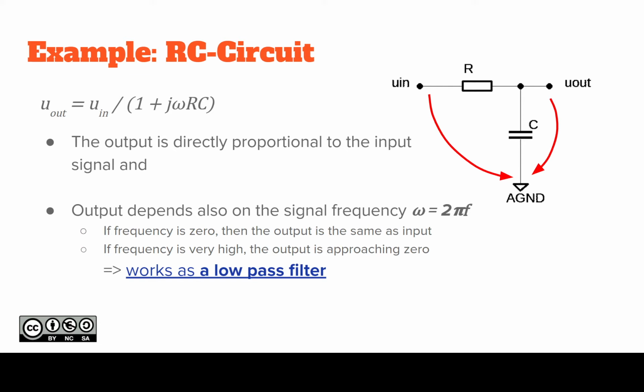And basically the output is directly proportional to the input signal. That's good. But it also depends on the signal frequency by this part, which is basically 1 divided by 1 plus j omega RC, the frequency response of this system.